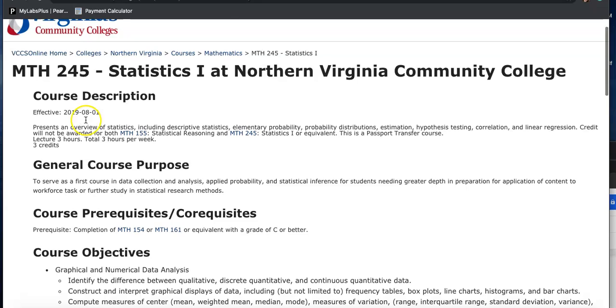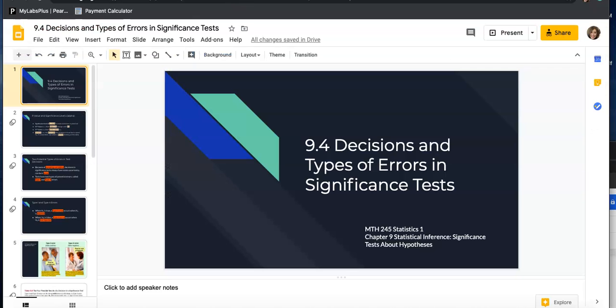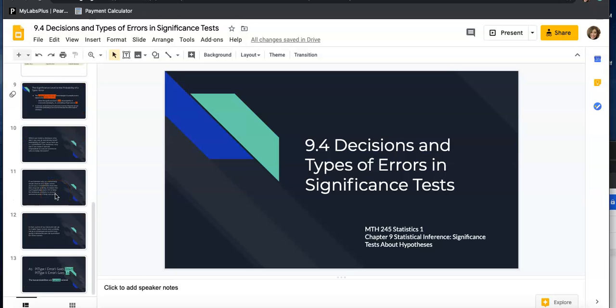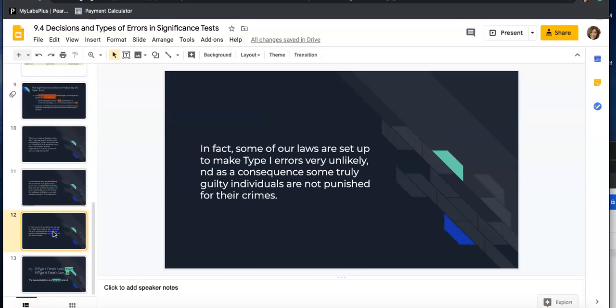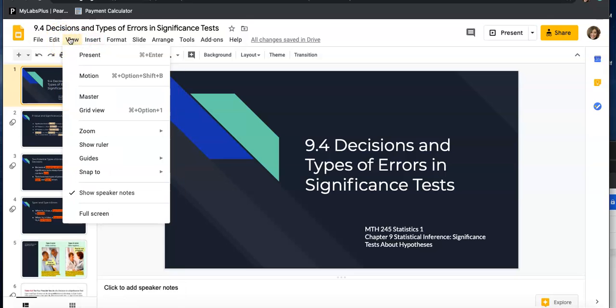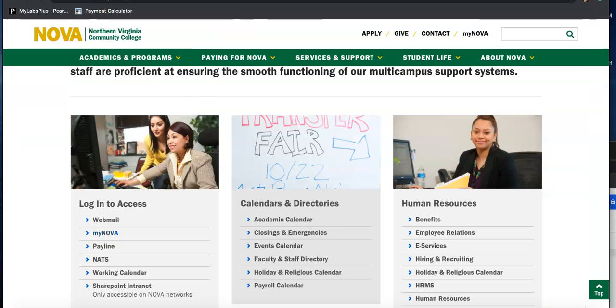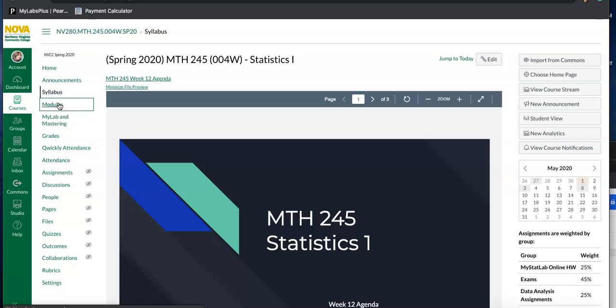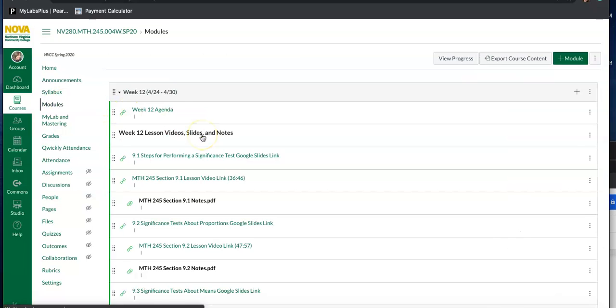You will just be a little busy, but let's go over 9.4, decisions and types of errors in significance tests. This is kind of short, just about 13 slides. And then I will have the week 12 homework, which is already open for you. Just double checking. Yes, so week 12 homework.